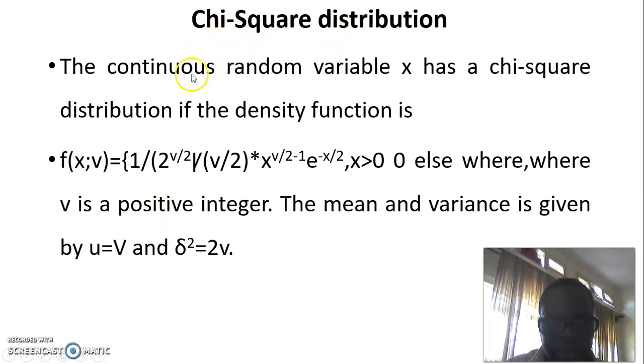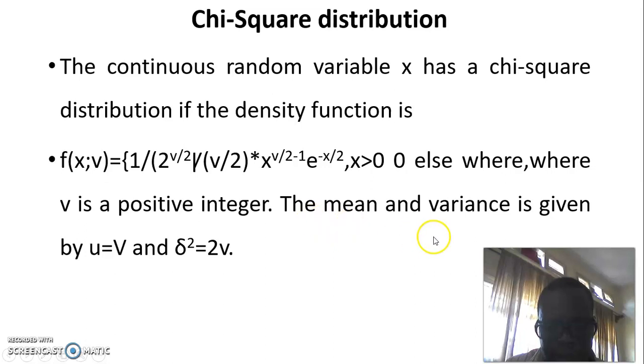The chi-square distribution. A continuous random variable x has a chi-square distribution if its density function is defined by 1 over 2 raised to the power v over 2 times gamma of v over 2, times x raised to the power v over 2 minus 1, times e raised to the power negative x over 2, for x greater than 0, or 0 elsewhere, where v is a positive integer.